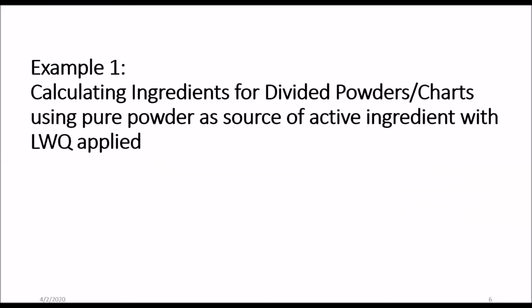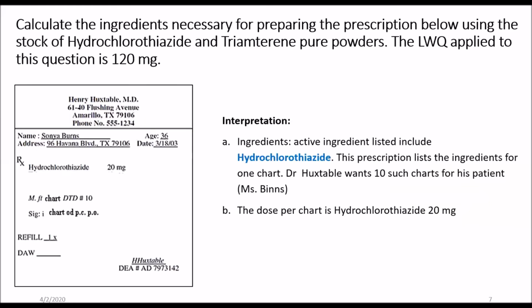So we're going to be looking at calculating ingredients for divided powders or charts using pure powder as a source of active ingredient when we have a least weighable quantity that is to be applied. The question says that we're to calculate the ingredients necessary for preparing the prescription below using the stock of hydrochlorothiazide pure powder. The least weighable quantity applied for this question is 120 milligrams. And if you remember what least weighable quantity means, it is the least amount of powder that a scale can weigh with accuracy. Accuracy meaning 5% error.